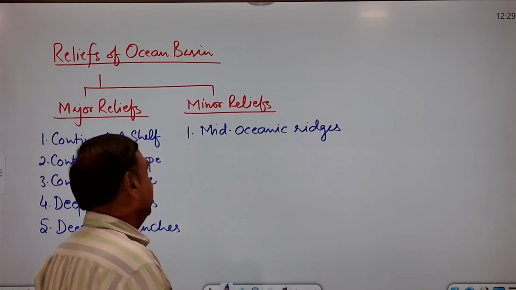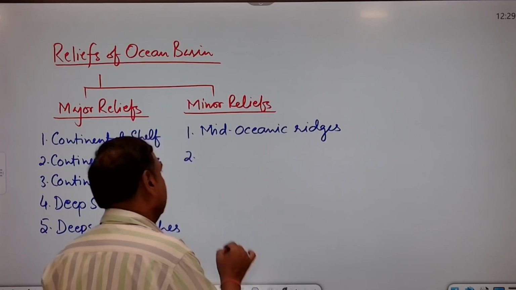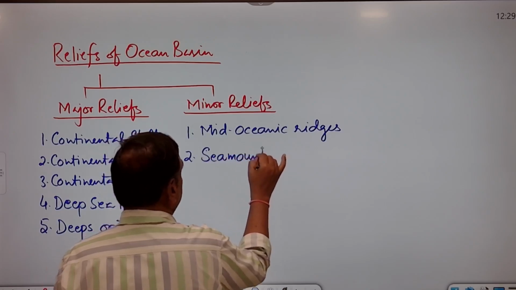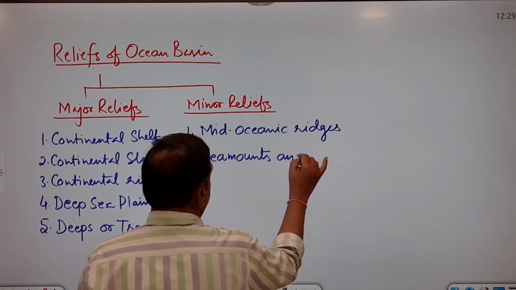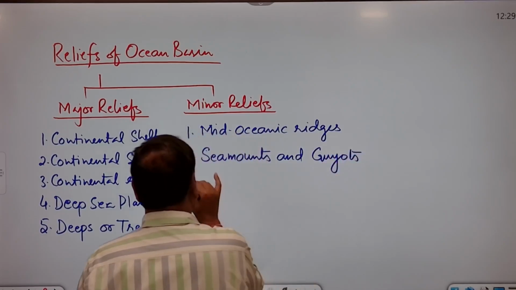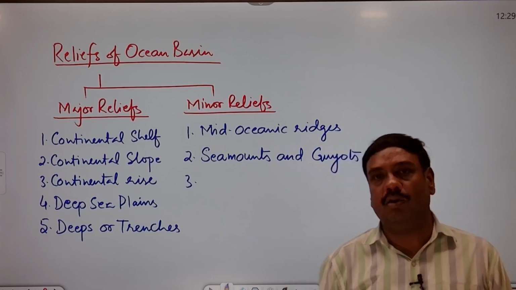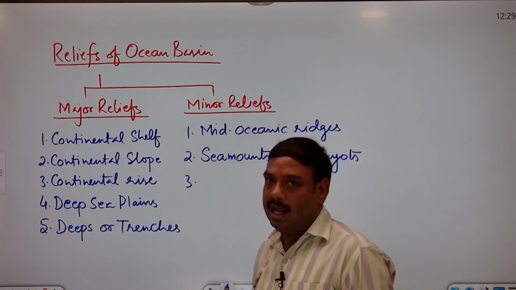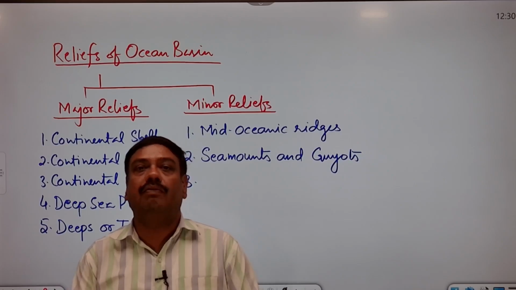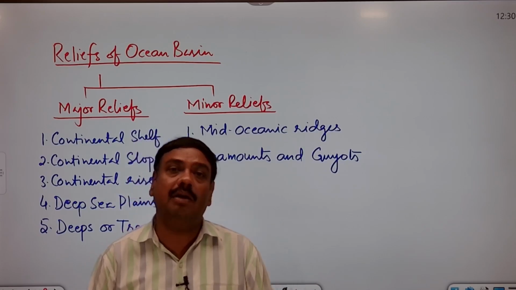Got it? Okay. The second important feature which you can find here is related to a kind of mountain. These are called seamounts and guyots. Seamounts and guyots are again a very important feature. Why are they important? Because these seamounts and guyots are actually the mountains and hills present on the major part of the oceans. These are much similar to the mountains and hills we can see on the continental part.